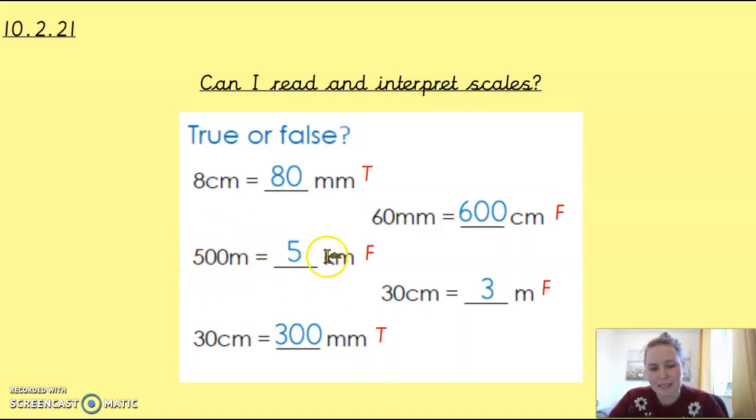Here, 500 metres equals 5 kilometres can't be true because 1 kilometre is 1,000 metres. So this is only half, or 0.5. This one is also false. 30 centimetres equals 3 metres. We know that 1 metre is 100 centimetres, so 30 can't be more than 1. 300 centimetres would be 3, and so 30 centimetres, where we're dividing by 100, would be 0.3, not even 1 whole metre. Let's have a look then at these intervals, these scales.